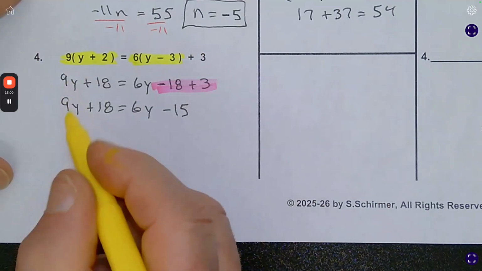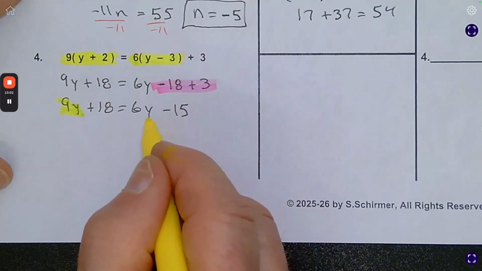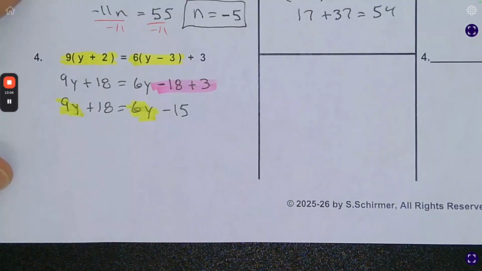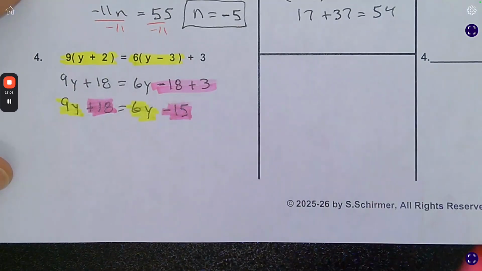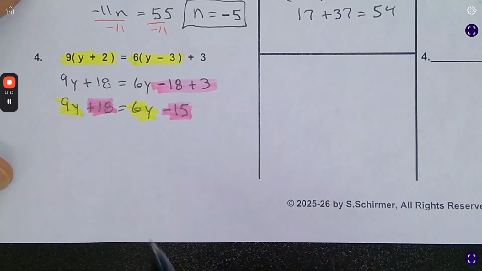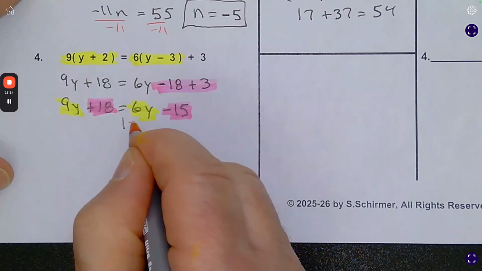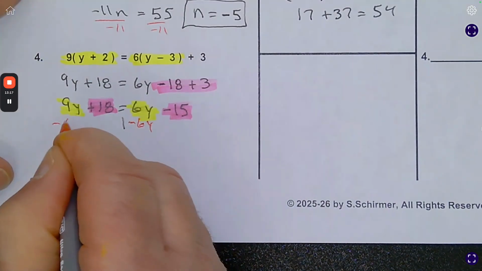Now, look at my variable terms. Bada bing, boom. Look at my constant terms. Bada, boom. Right there. Okay, so I'm going to move these 6y's over. So the inverse operation for plus 6y is minus 6y.